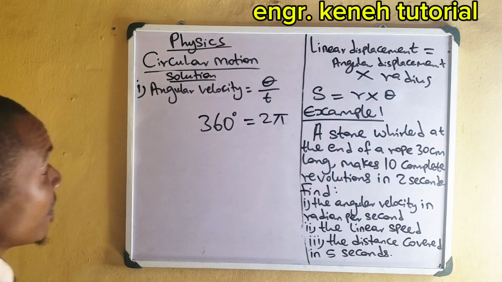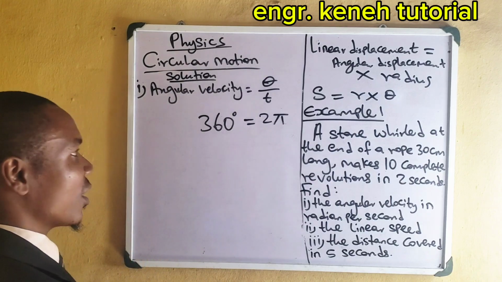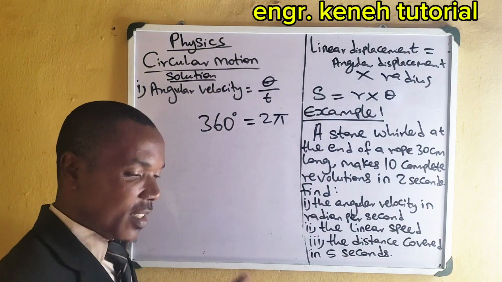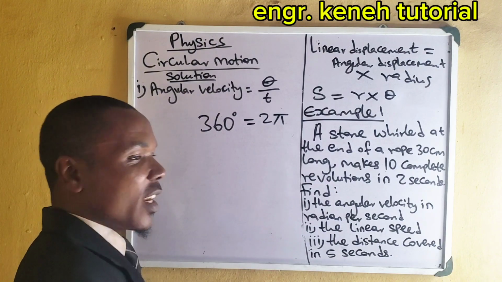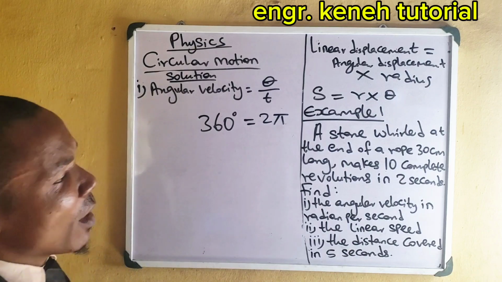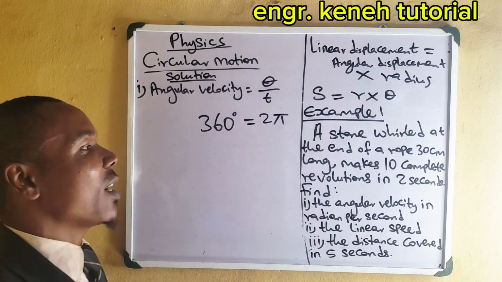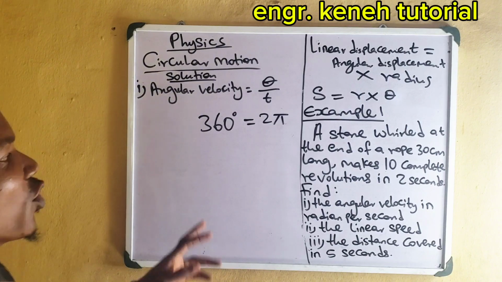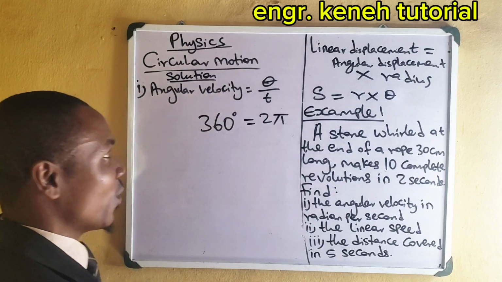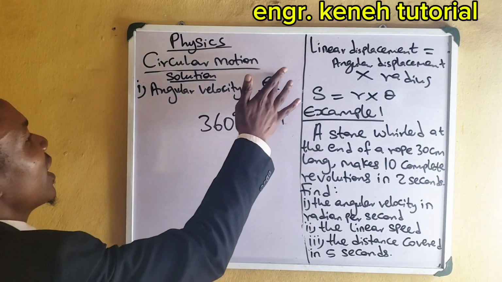So it means that for you to complete 2 revolutions, it should be 2 pi times 2. 3 revolutions, 2 pi times 3, because you are going to complete 360 degrees each time, and so on and so forth. If you are talking about 5 revolutions, it should be 2 pi times 5. If you are talking about 10 revolutions, it should be 2 pi times 10, and so on. That is how to obtain the angular displacement.